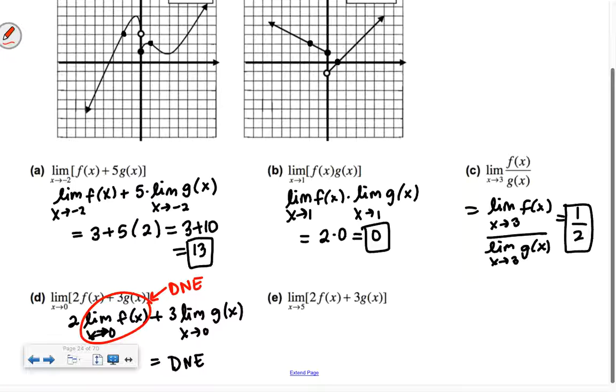Yeah, because you have to go from both the left and the right, and since the left limit and the right limit are not the same, it does not exist. All right, so how about the next one?